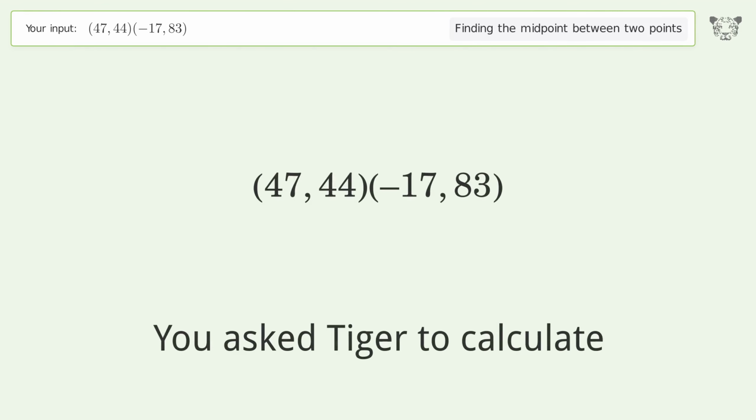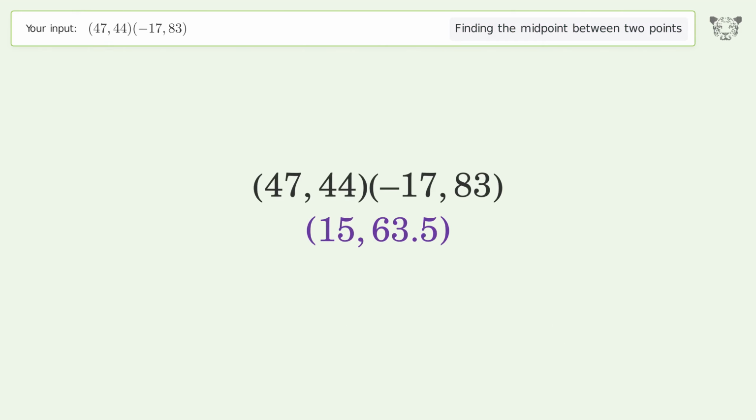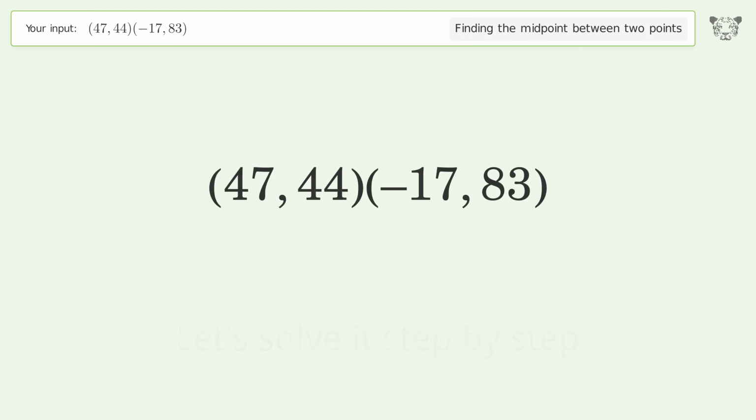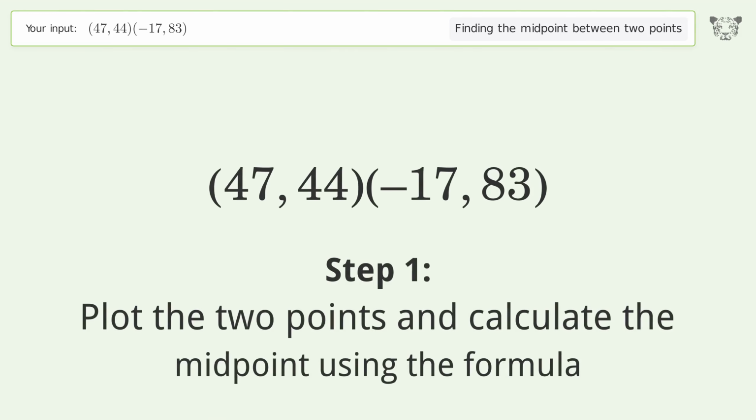You ask Tiger to calculate. This deals with finding the midpoint between 2 points. The midpoint between the 2 points is 15, 63.5. Let's solve it step by step. Plot the 2 points and calculate the midpoint using the formula.